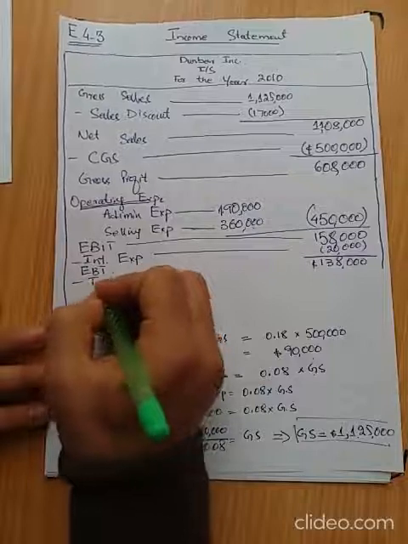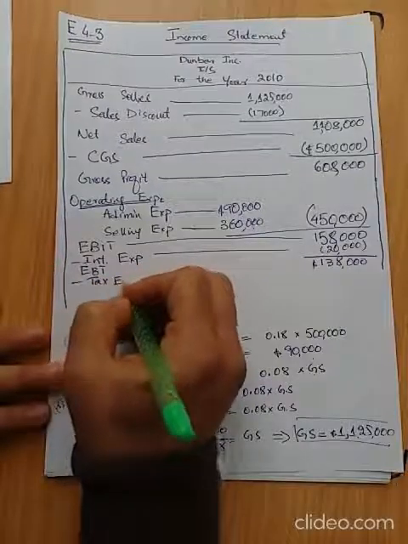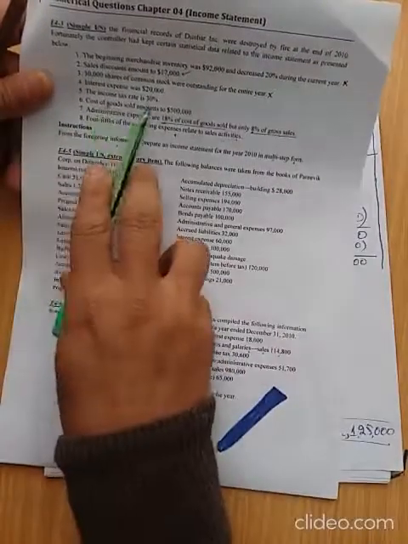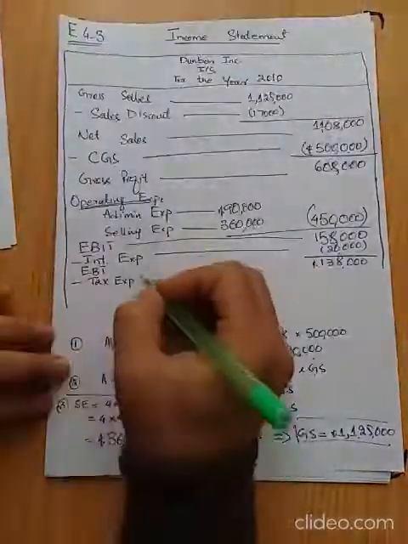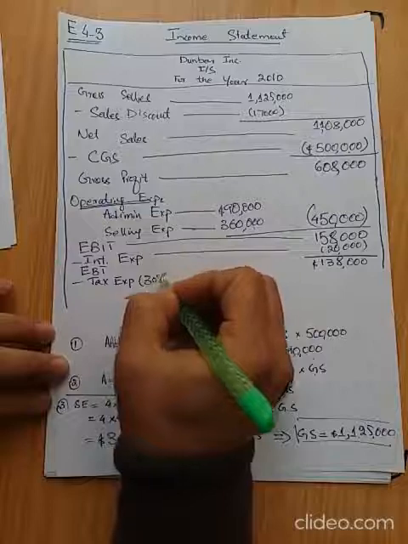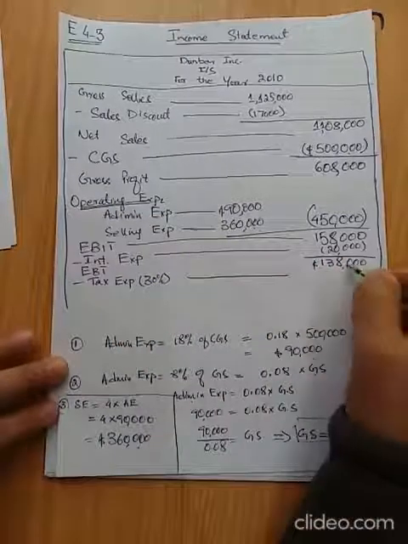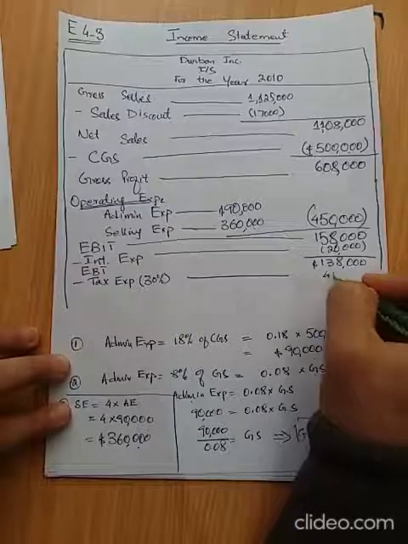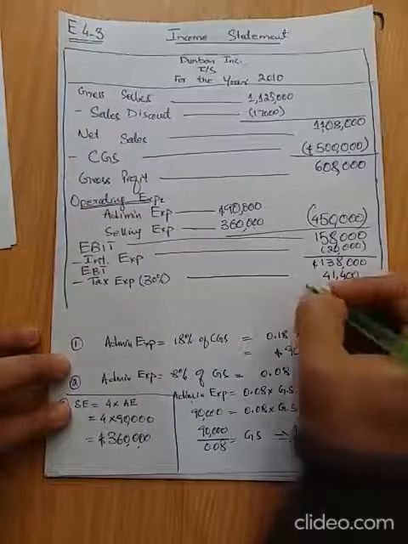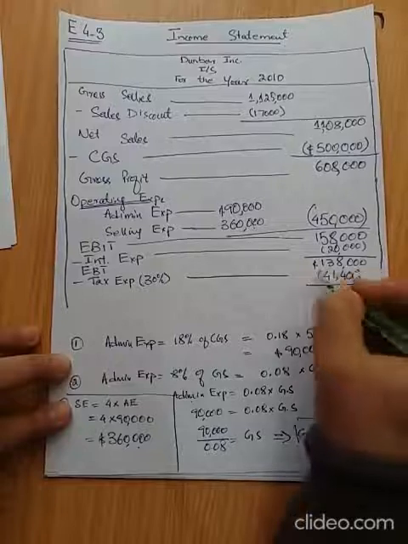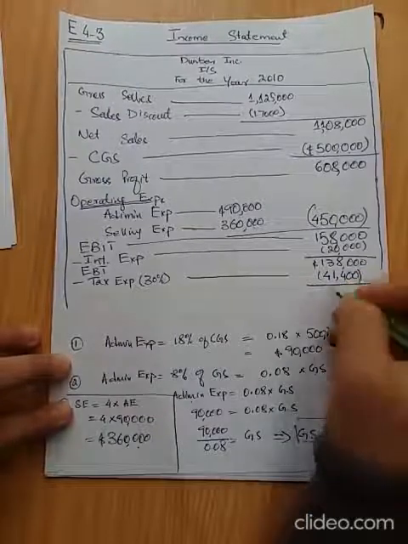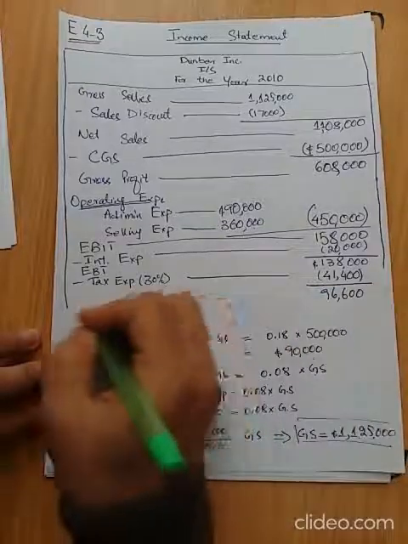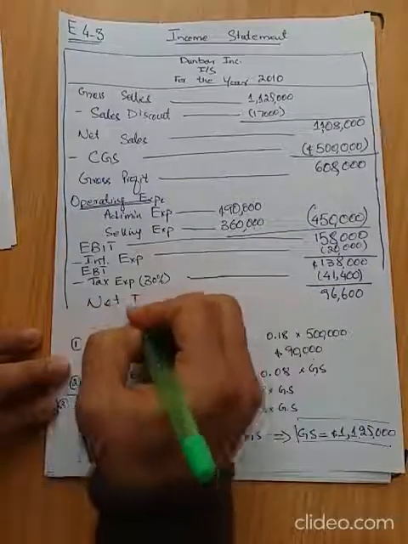From this we are supposed to subtract the tax expenses. If you remember, in the question it was given that the tax rate is 30%. So this is 30% of the EBT. When you multiply 30% with $1,38,000, you get $41,400. So when you subtract 41,400 from 138,000, you get an income of 96,600. This is the net income.